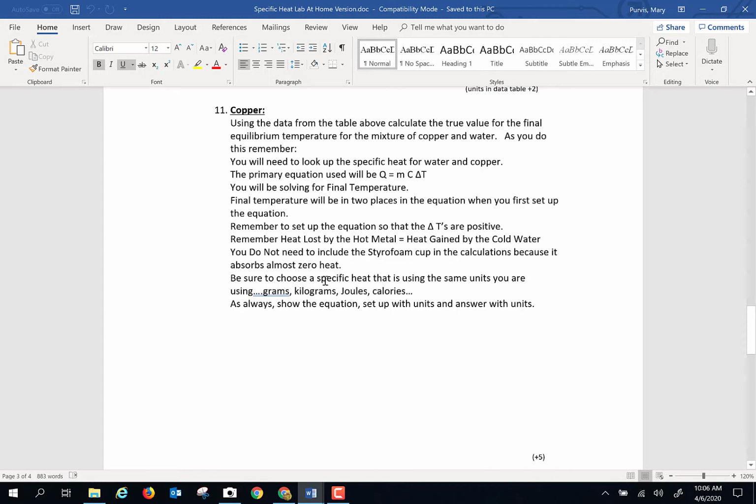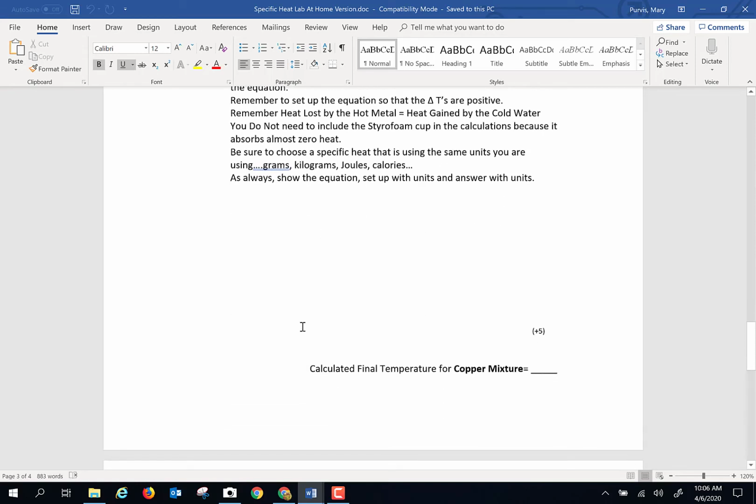And you are going to have to look up specific heats for water and for the metal we're talking about. Where can you look those up? Well, you can look them up on the pink sheet that I gave you early in the semester or on the internet. Please be sure that you are being consistent with your units. Grams, kilograms, joules, calories. You must have consistent units throughout your calculation. And you're going to show me that calculation.